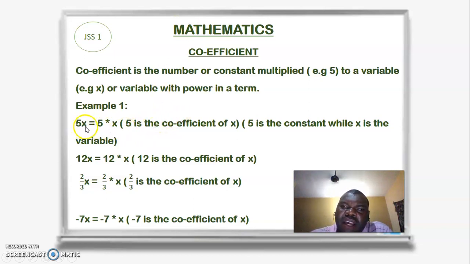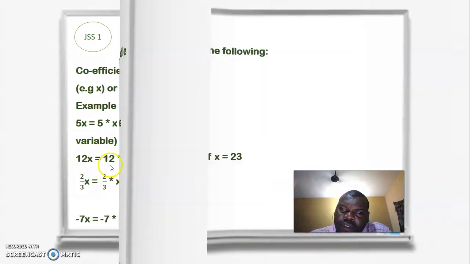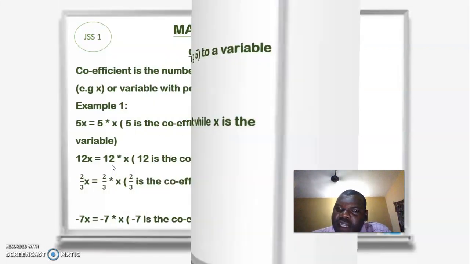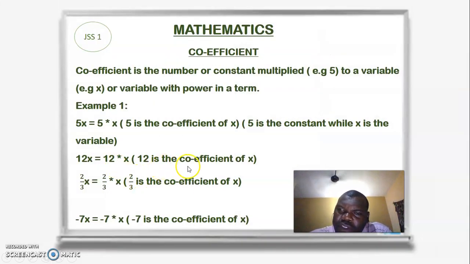So for example, 5x is equal to 5 times x. Therefore, 5 is the coefficient of x. 5 is the constant, while x is the variable. 12x is equal to 12 times x. So 12 is the coefficient of x.